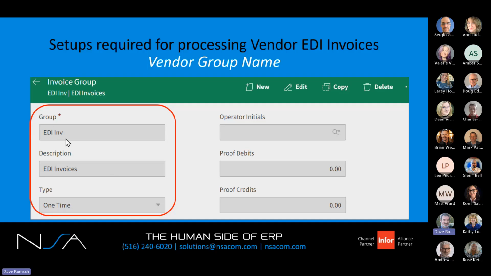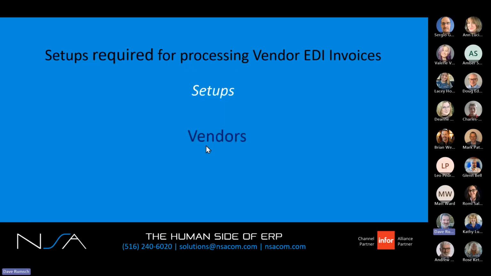I've just set up EDI invoices, gave it my description, and set it as a one-time. I generally don't use this side because the way that the software totals debits and credits is a little bit confusing, so I tend not to use them. They'll always balance out at the end, however, or a journal won't post. So this is setting up the invoice group.